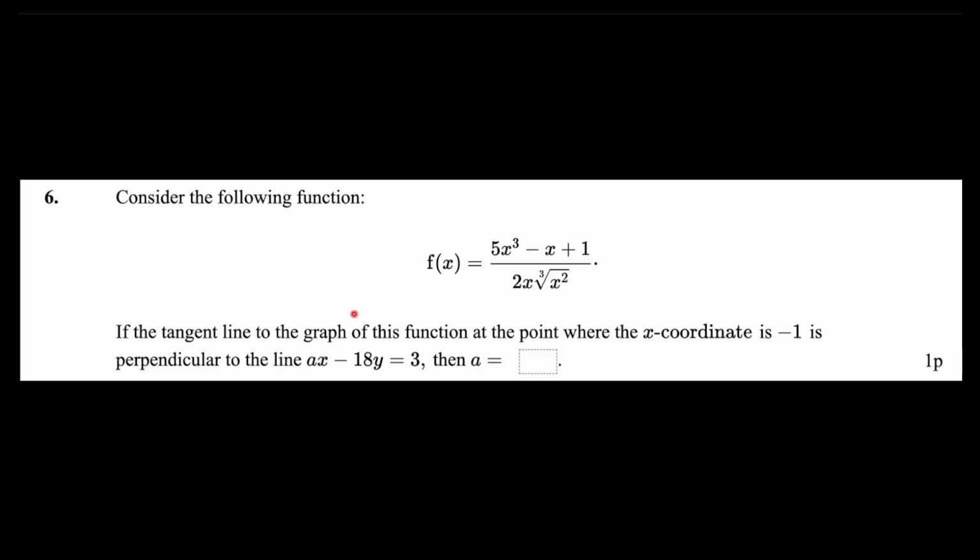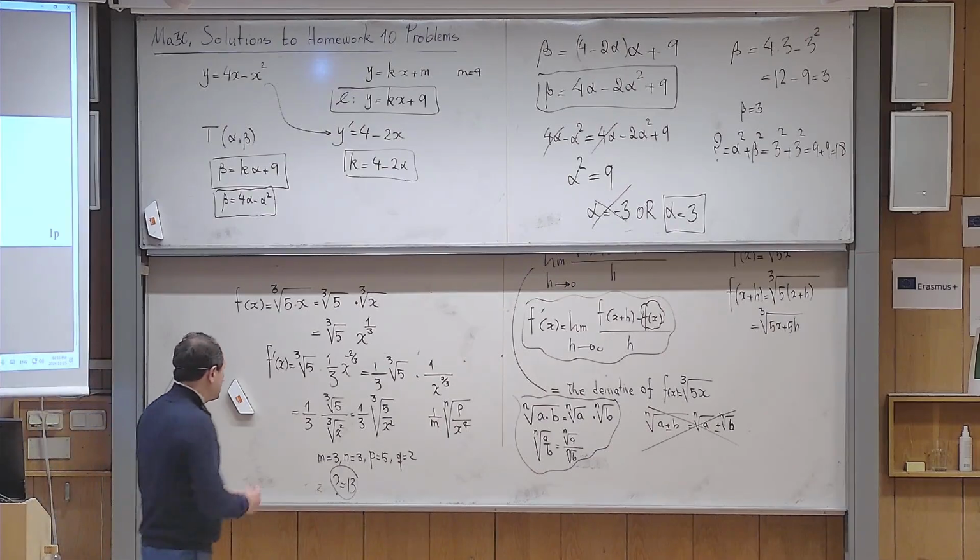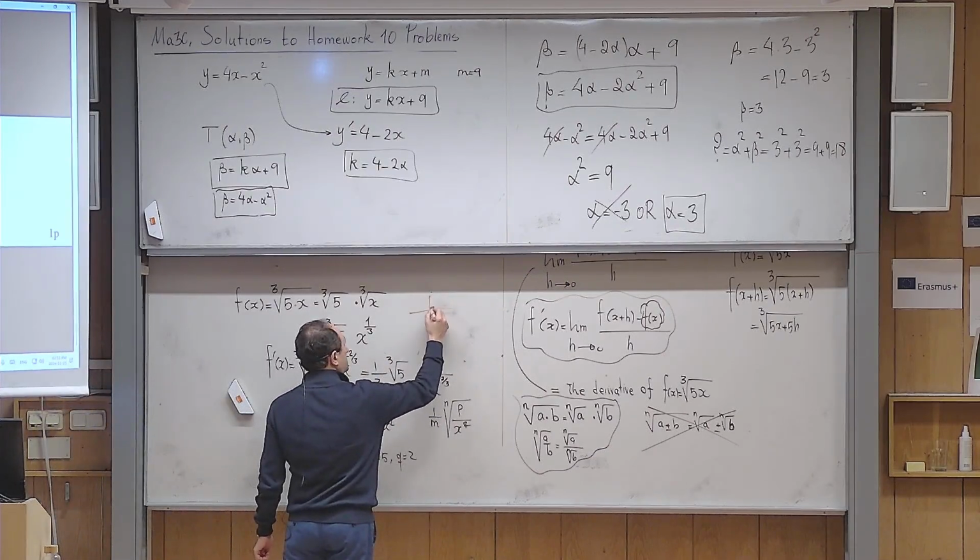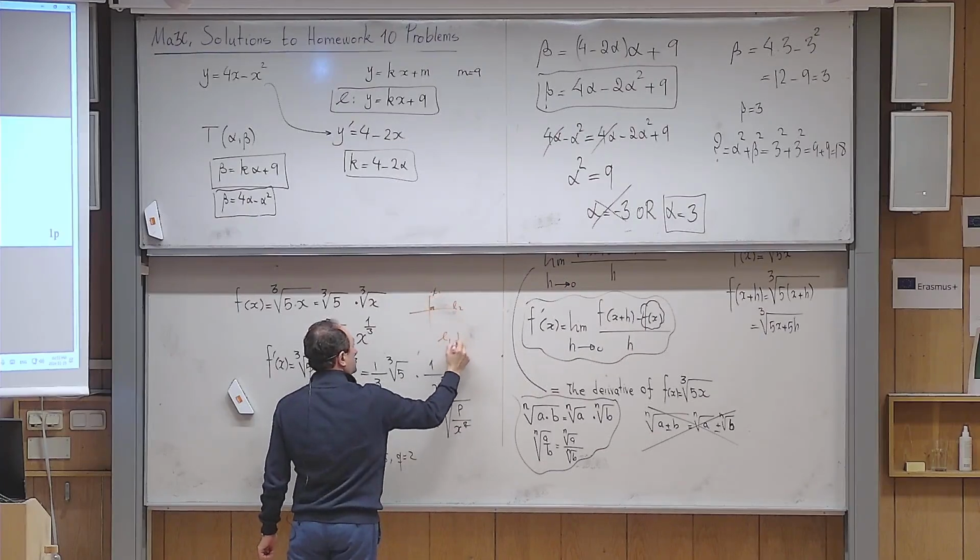Okay, let us go to the next problem. Consider the following function. This is given. If the tangent line to the graph of this function at the point where the x-coordinate is -1 is perpendicular to the line ax minus 18y equals 3, then what is A? What is perpendicular? Perpendicular means intersecting with right angle. How do you say it in Swedish? Yeah, two lines are perpendicular. Okay. So we say that if this is 90 degrees, L1, L2, we say L1 is perpendicular to L2.